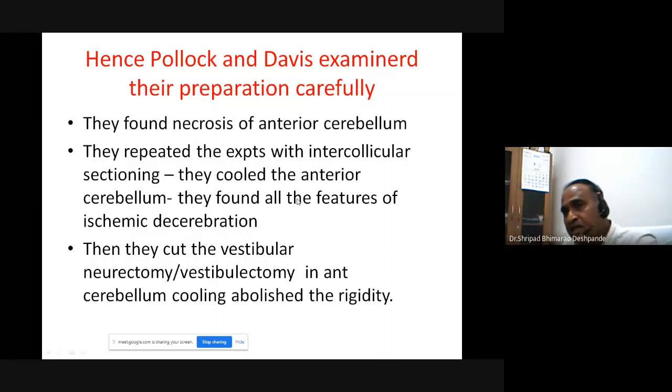So then in these animals, they cut the vestibular neurectomy, and they abolished the rigidity. That means they came to know that it is the anterior cerebellum which is playing the trick, which is being destroyed in ischemic decerebrate. And that has changed from a gamma, because the previous one was a gamma and this one is alpha. Gamma to alpha is changed. So that is what they came back to.